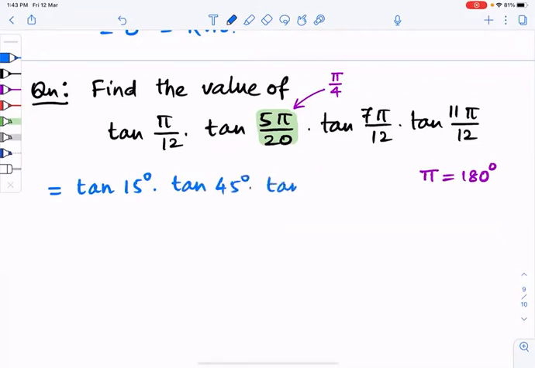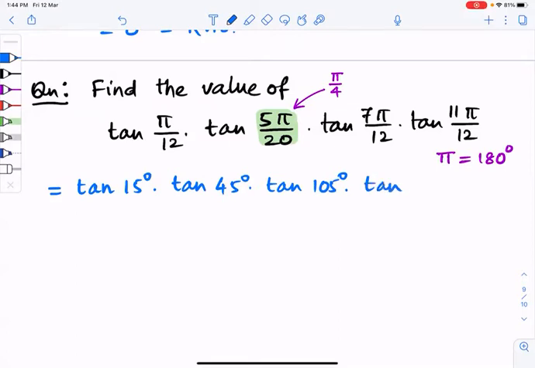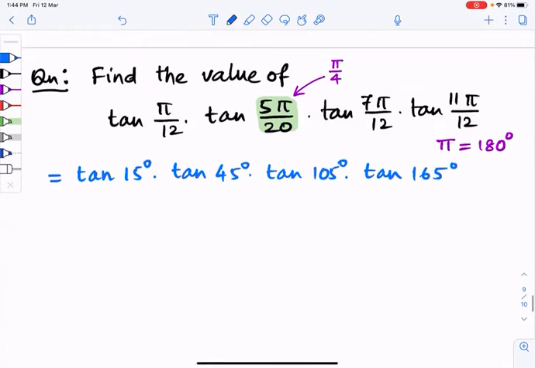Tan 7 pi by 12. Pi by 12 is 15, 7 times pi by 12, so 105, into tan of 11 times pi by 12. What is that? 11 into 15. It will be tan of 165. Now, tan 15 degrees will be as it is. And tan 45 is 1.